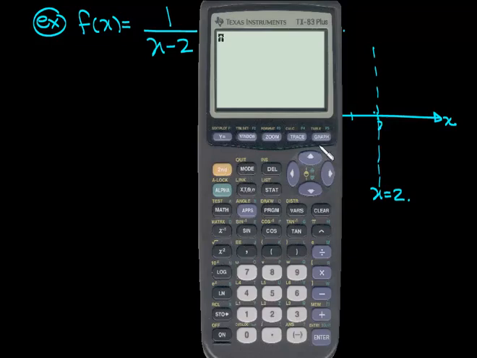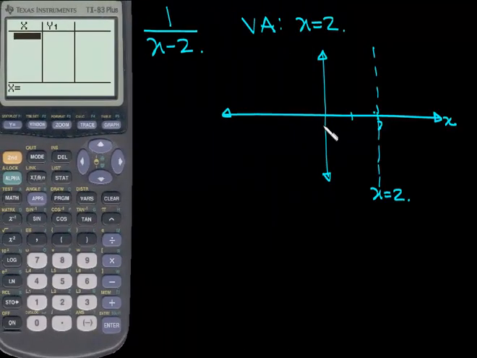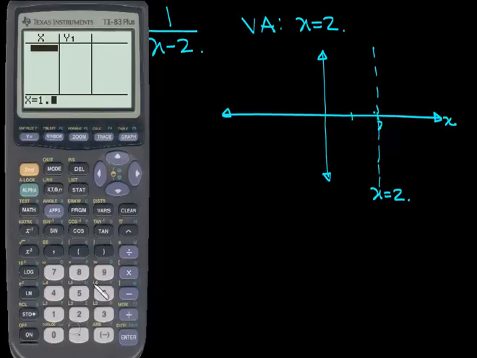So you go second and take graph to go to table. So now you can type in the value. So let's see. What do we want to do? We want to see what happens when we get closer to 2 from the left. So let's pick values of x close to 2. What did I say? 1.9.